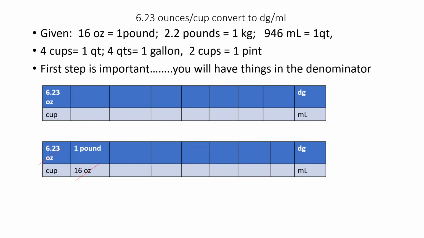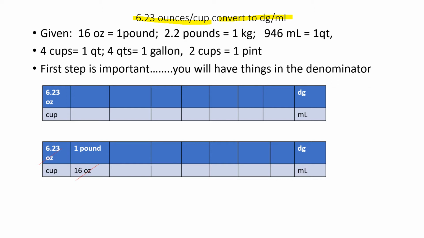So here's the problem we want to do. We're going to take an English density, 6.23 ounces per cup, and we're going to convert it to a metric density, decigrams per milliliter. Now, we'd have some English to metric conversions given to us. Remember, metric to metric conversions you have to provide for yourselves. You have to come up with that from knowing what those metric prefixes really mean.